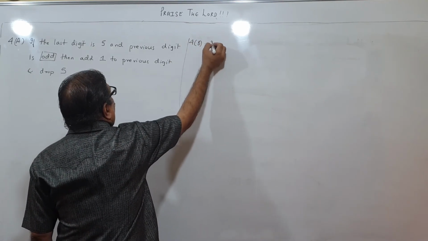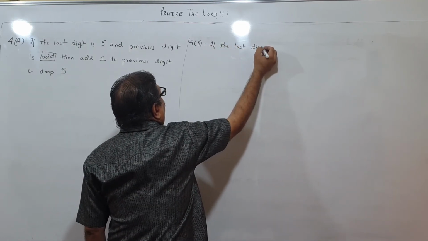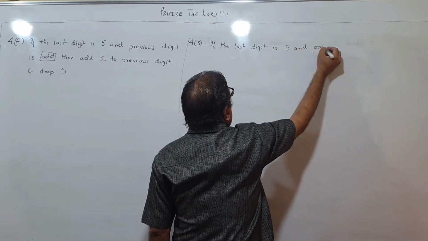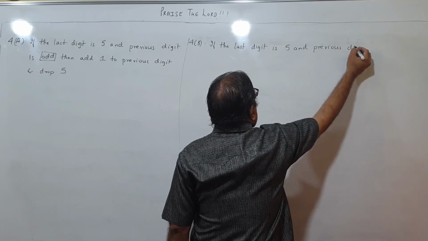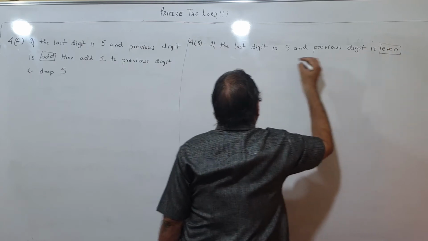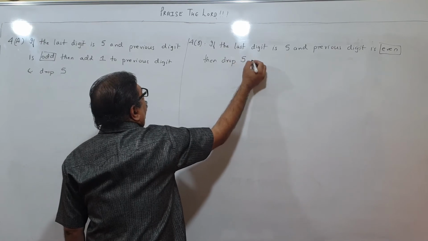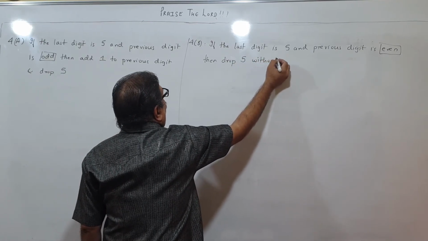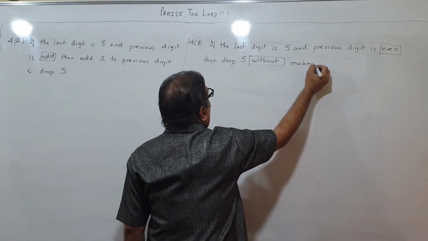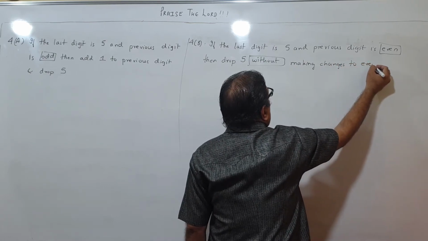Whereas 4B rule says if the last digit is 5 and previous digit is even, then drop 5 without making changes to even digit.